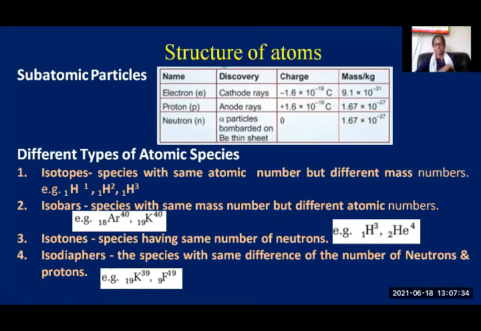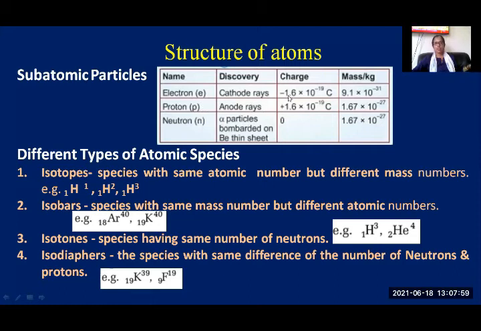When a high electric discharge is passed through a gas, it is observed that some ray is emitted from the cathode, and that is called the cathode ray. When its charge was observed, it was carrying a negative charge, and it had a mass of 9.1 into 10 to the power minus 31. Okay, and then the proton was discovered.